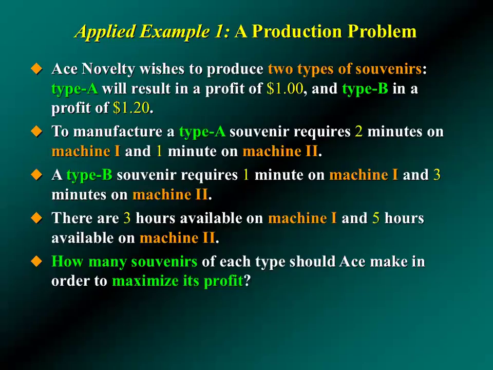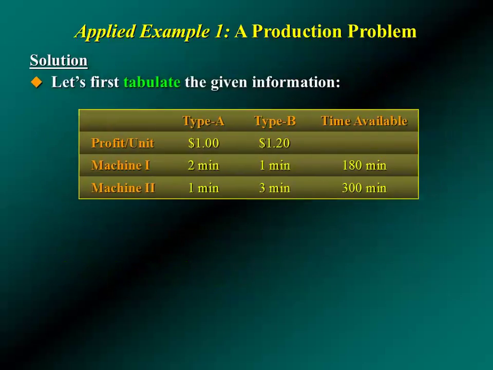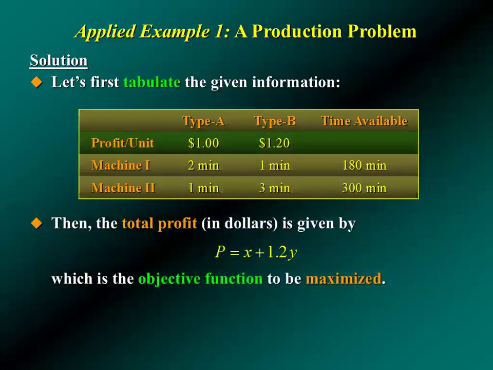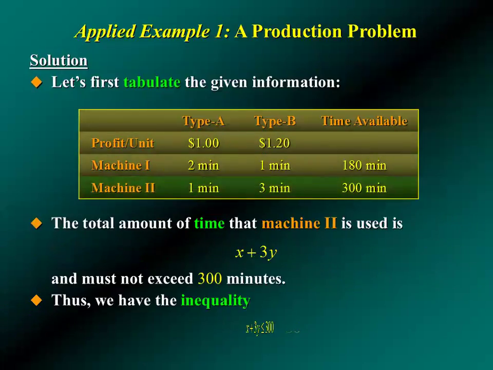3 hours is how many? 180. And x1 plus 3x2 less than or equal to 300. Okay, that's what we have. x1, x2 non-negative. So maximize x1 plus 1.2 x2 subject to 2x1 plus x2 less than or equal to 180, x1 plus 3x2 less than or equal to 300.